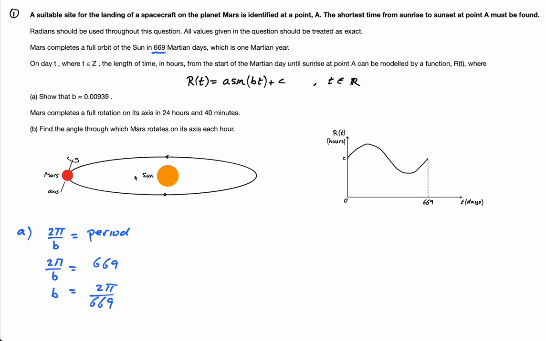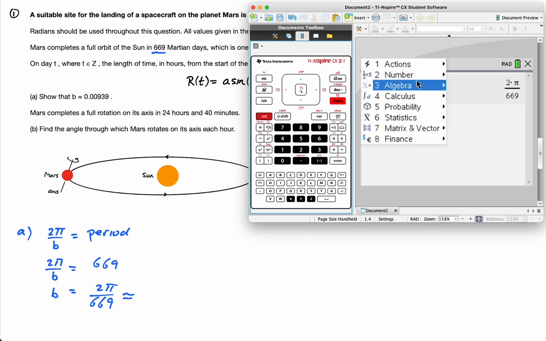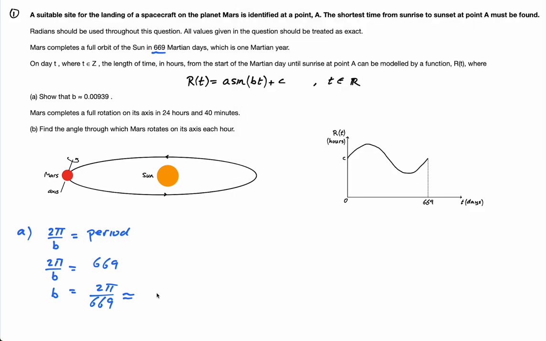Now I'm guessing this is going to be 0.00939. Let's say approximately equal to 2 times pi divided by 669 gives me, convert to decimal, 0.00939 to 3 significant figures. Okay, part A is done.